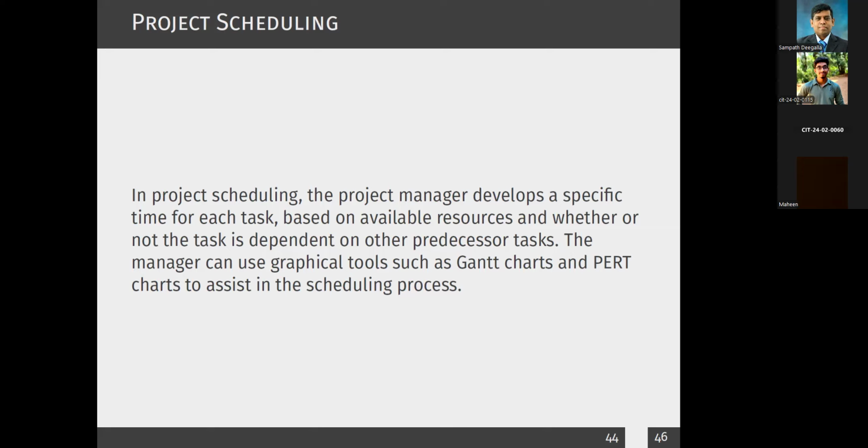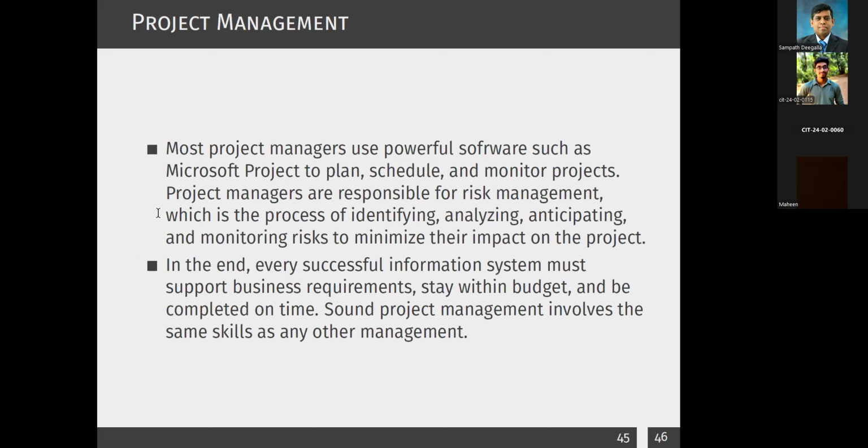Project scheduling is something that you do. For example, in this particular case, we develop specific time for each task, and the timing is based on the various resources and whether it depends on other tasks and so on. Ideally, a project manager can use various charts, and we discussed Gantt and PERT charts that you can use for designing this. And then there is some software that you can use.